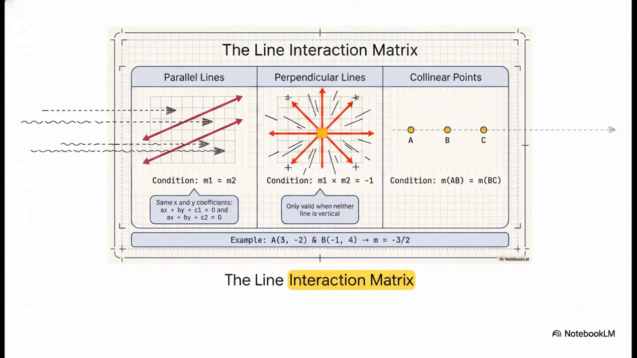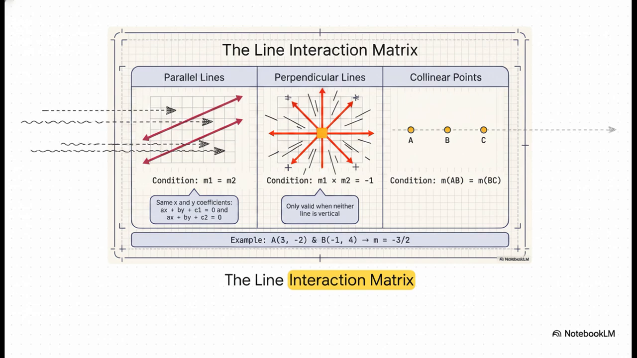When two lines exist in the same plane, their slopes tell the whole story of their relationship. On the left, we see parallel lines. They are perfectly synchronized. They share the exact same slope, m1 equals m2, meaning they will run alongside each other into infinity without ever touching. On the flip side, perpendicular lines perfectly oppose one another.